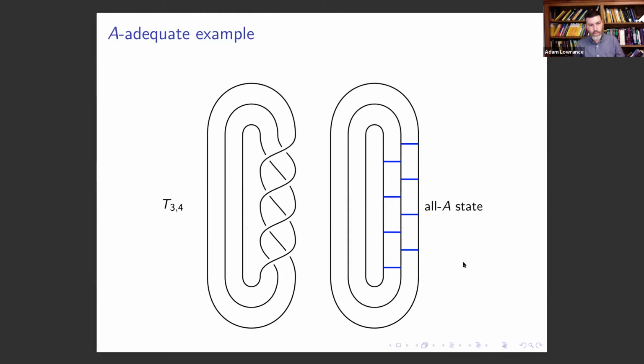Again, pictures are probably better. So this one is the 3-4 torus knot. The standard diagram is A-adequate, because when you draw the all-A state and put in the little traces of the crossings, all of those have their endpoints on different components, right? It's not B-adequate. I didn't draw that picture, but if you do, you will see that some of the traces end up on the same component on both ends.